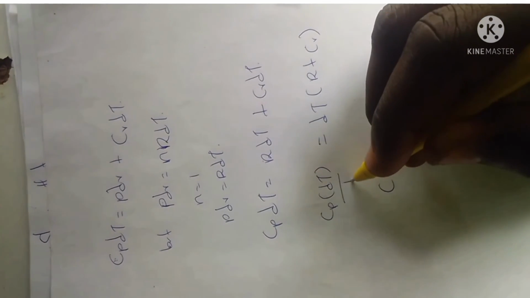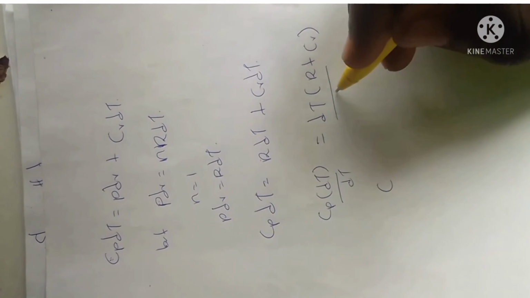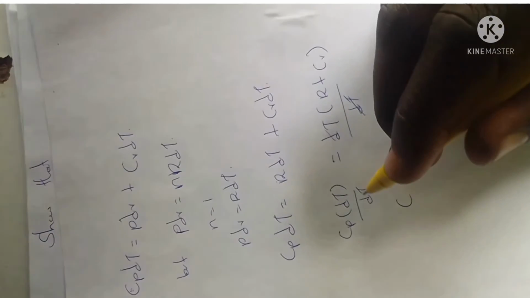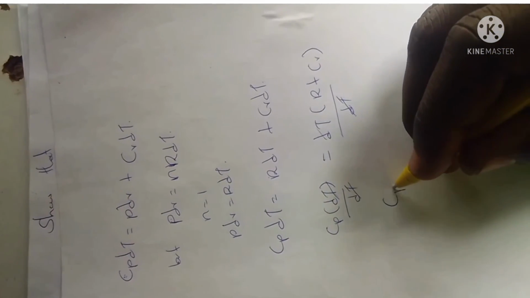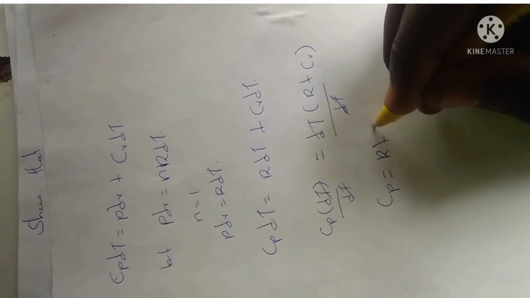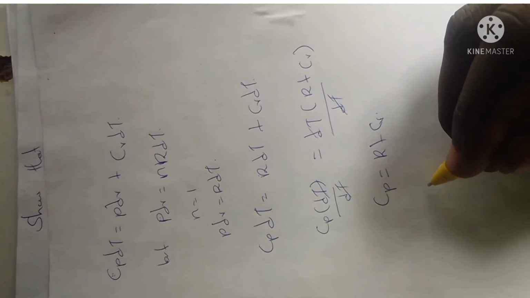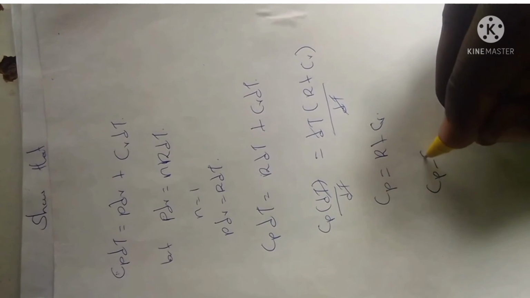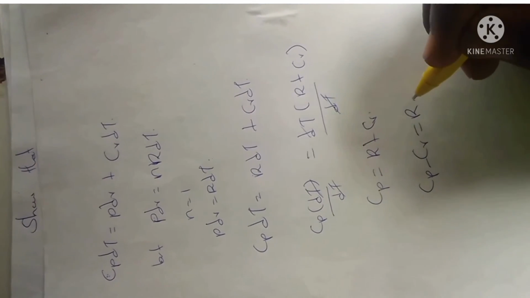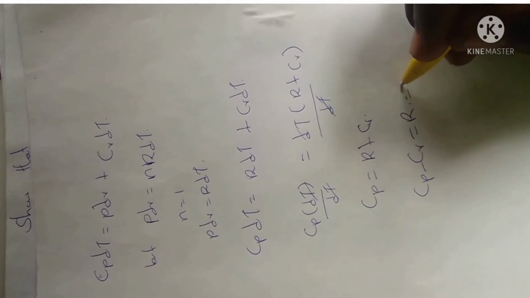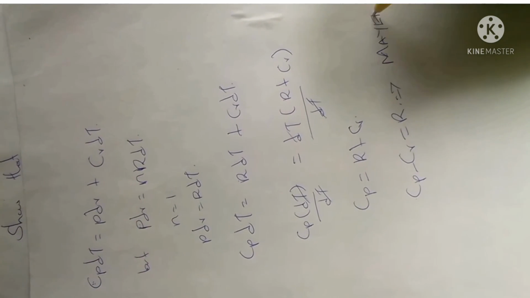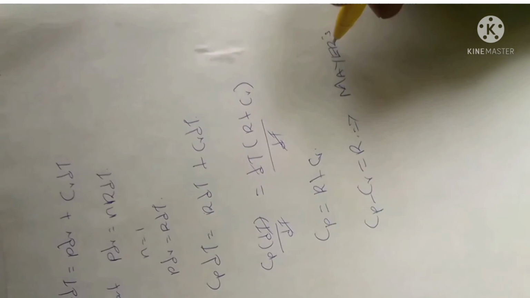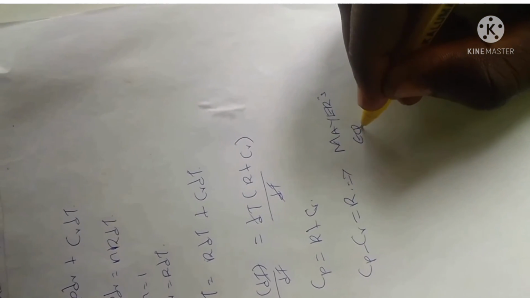Then we divide it through by dt, then Cp will be equal to R plus Cv. If we write it, then it will be Cp minus Cv equal to R. And this is the Mayer's equation relating the heat capacities of ideal gases.